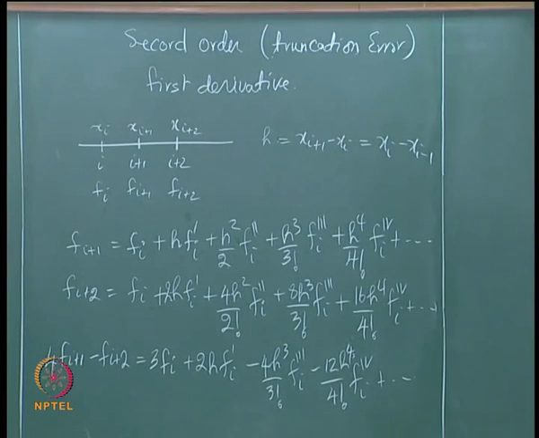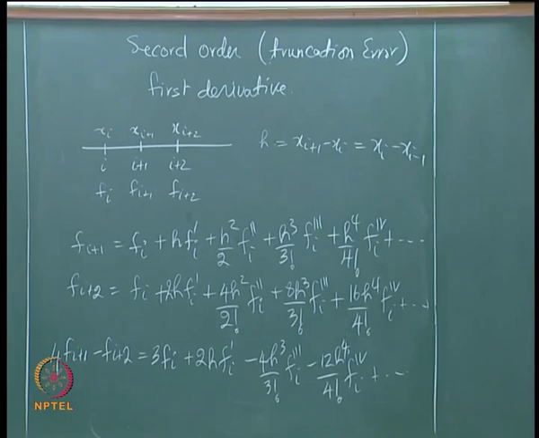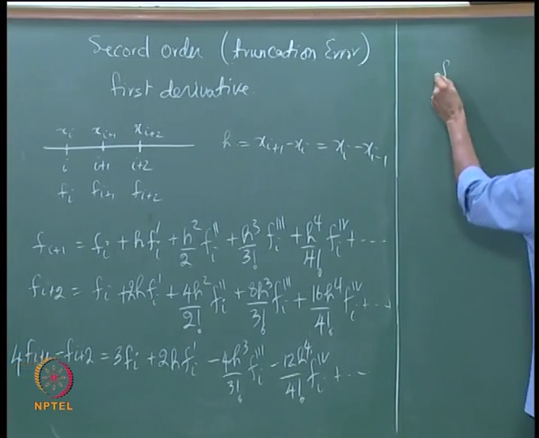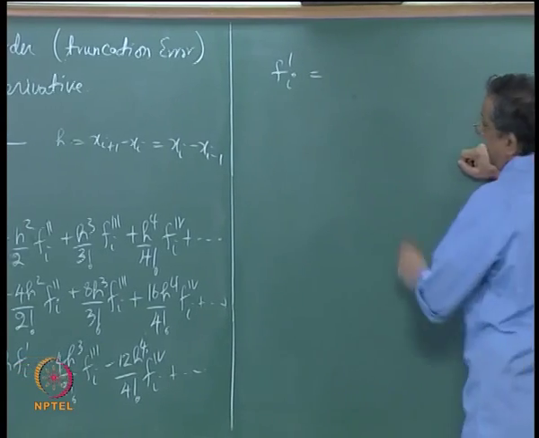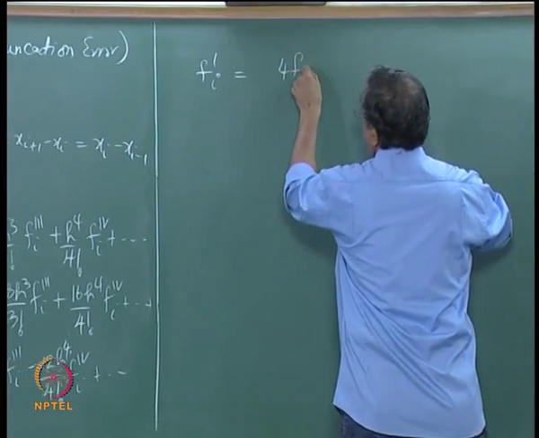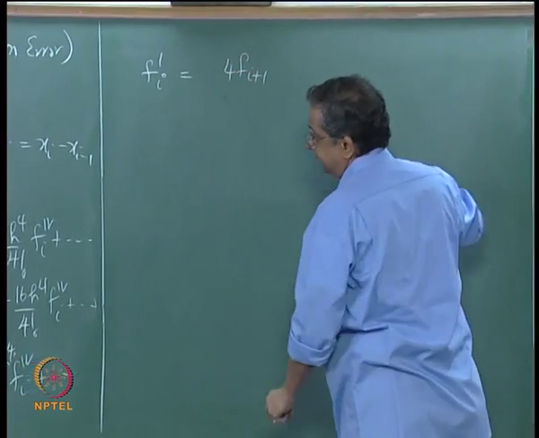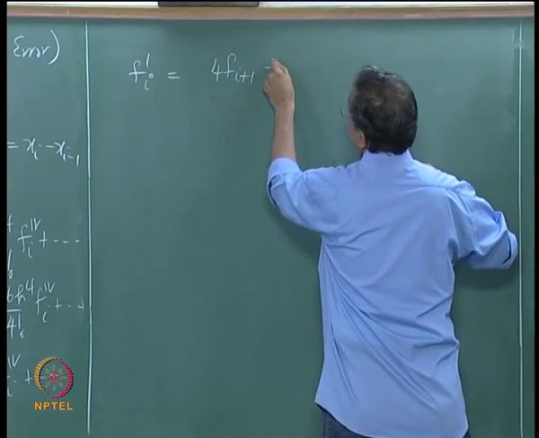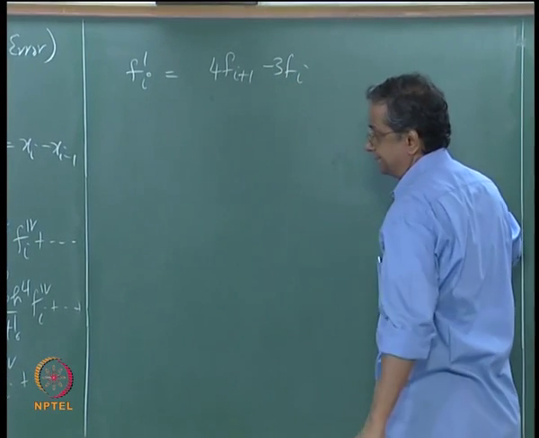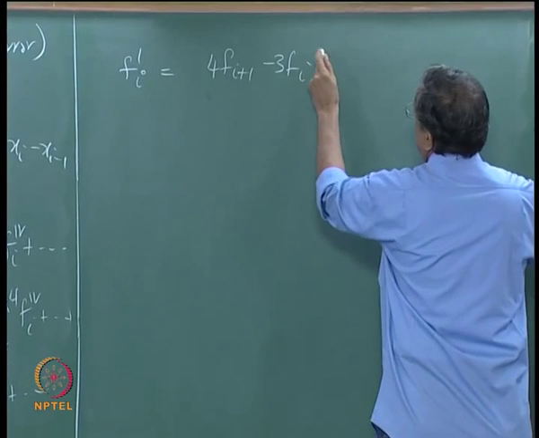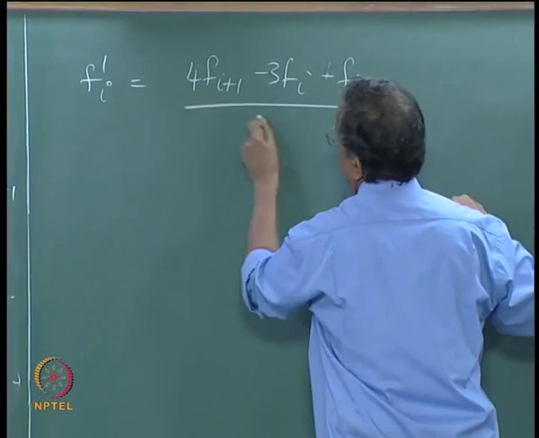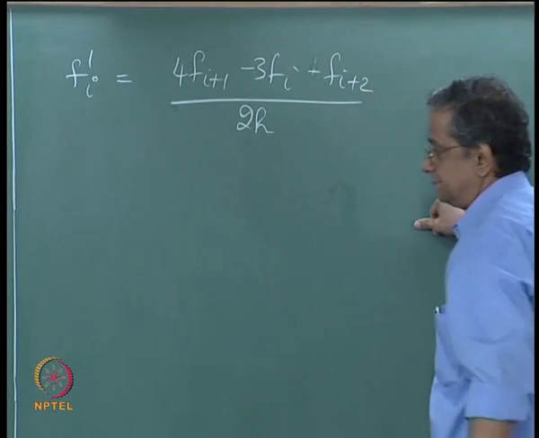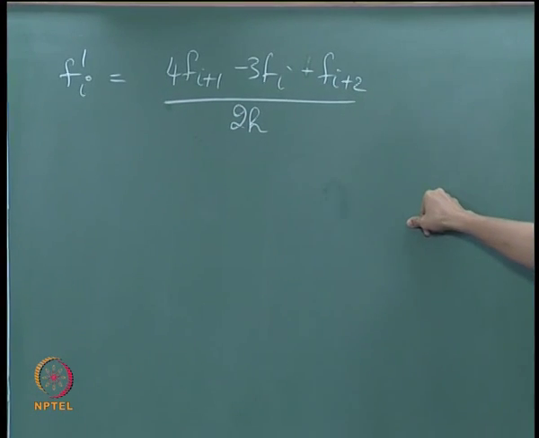Fine. So let us solve for f prime at i. If you come here and solve for f prime at i, that derivative is 4fi plus 1 minus 3fi minus fi plus 2, divided by 2h. And what does that leave me?